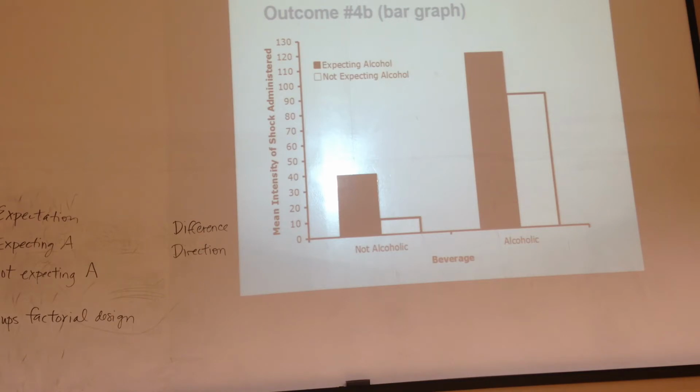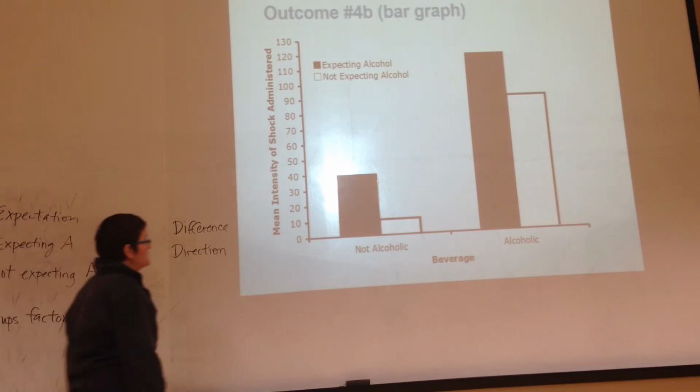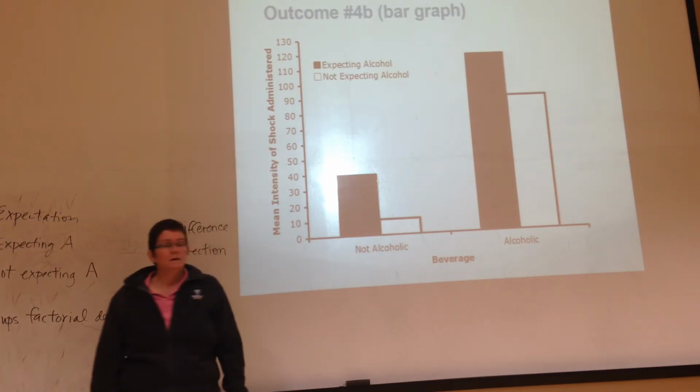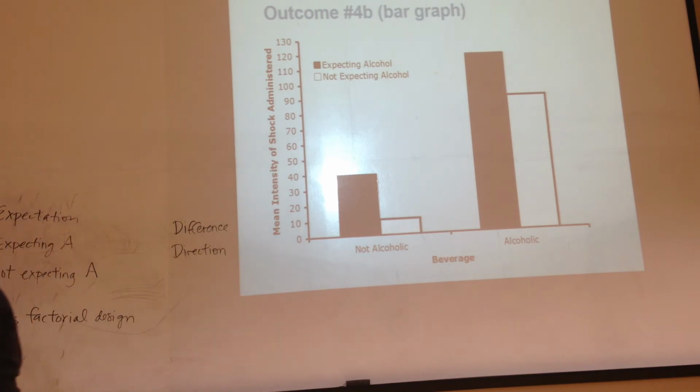Okay, here's that exact same data, but in a bar graph. So, how do we know that there's no interaction here?